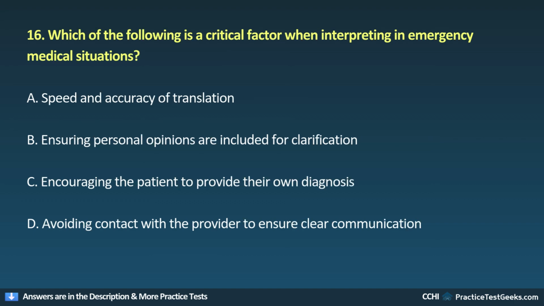16. Which of the following is a critical factor when interpreting in emergency medical situations? A. Speed and accuracy of translation. B. Ensuring personal opinions are included for clarification. C. Encouraging the patient to provide their own diagnosis. D. Avoiding contact with the provider to ensure clear communication.